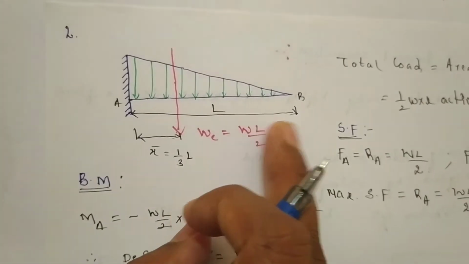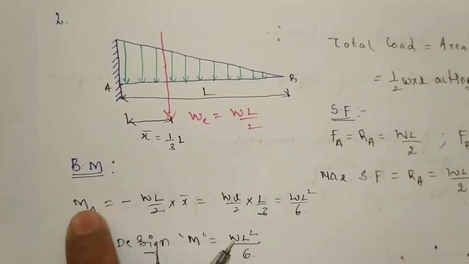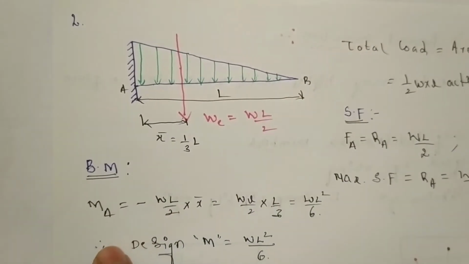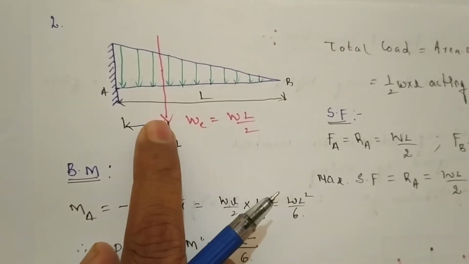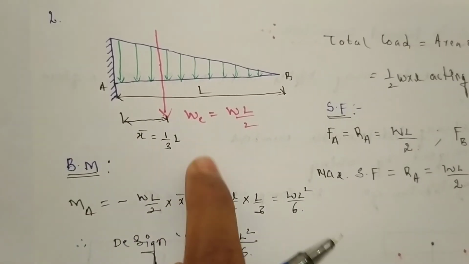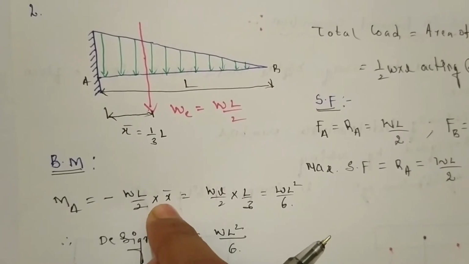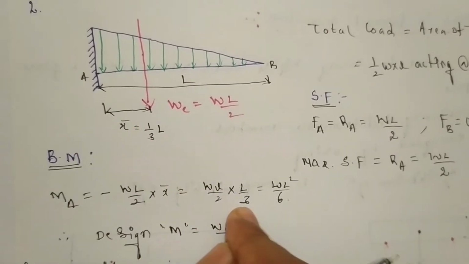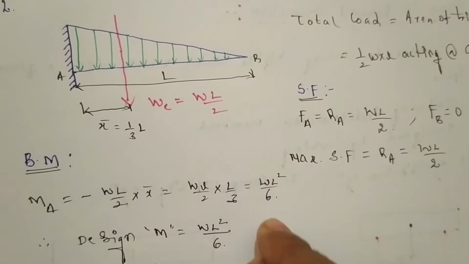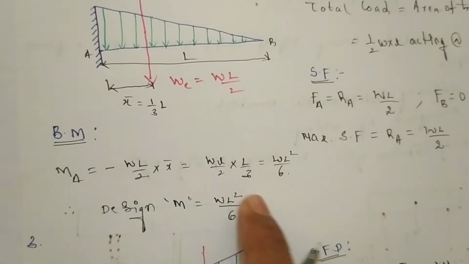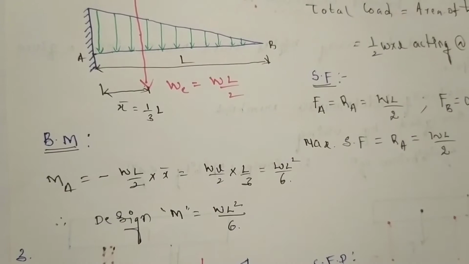Next is bending moment. Bending moment at point B equals 0. Bending moment at point A equals load into distance. The load is WL by 2 and the distance is x bar, which is 1/3 of L. So the design value for this diagram is WL square by 6.